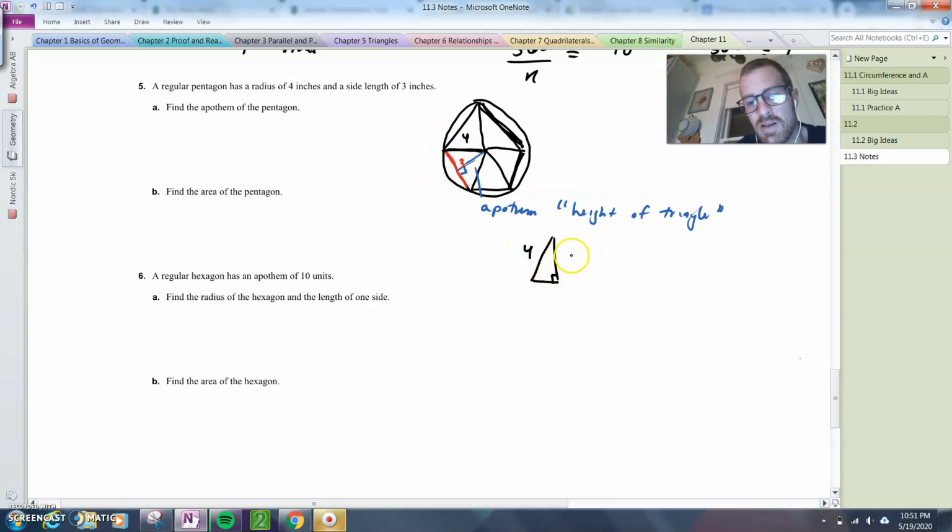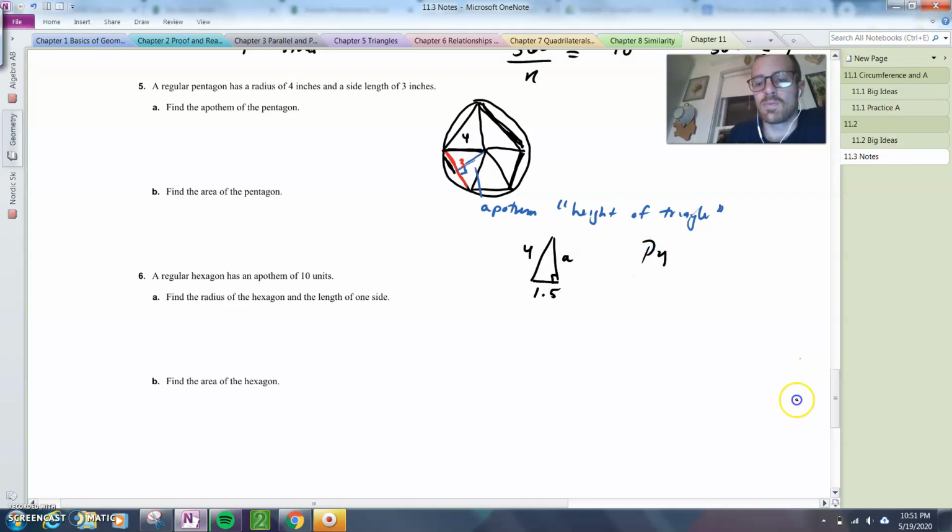The apothem's that height. I'm going to write A for apothem. I don't know what that is. And then the side here ended up being just half of that side length of 3. So I know that this is going to be 1.5. And look what I have. I have a right triangle where I know 2 of the sides. I immediately need to think Pythagorean theorem. So remember, in my Pythagorean theorem, I have 2 legs and a hypotenuse.